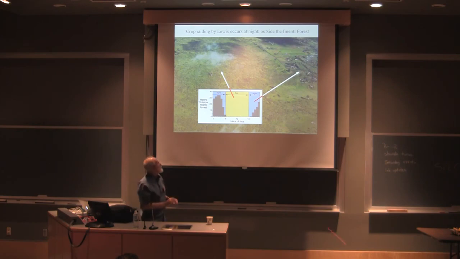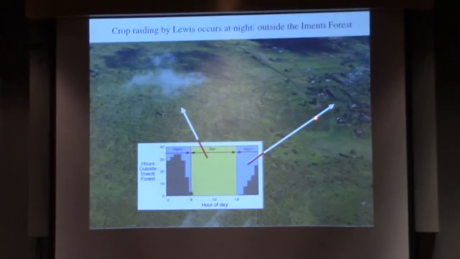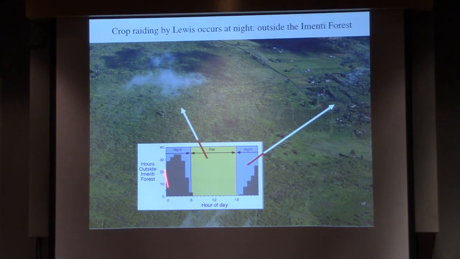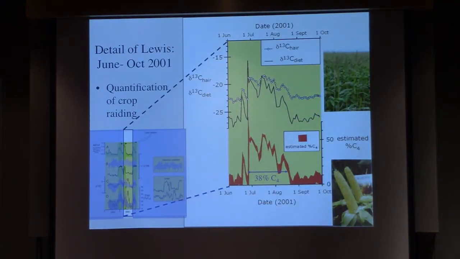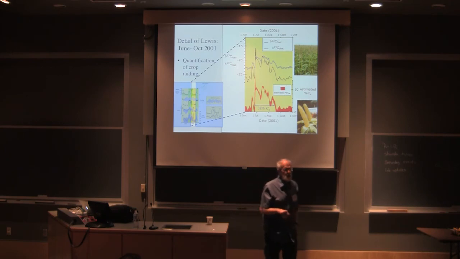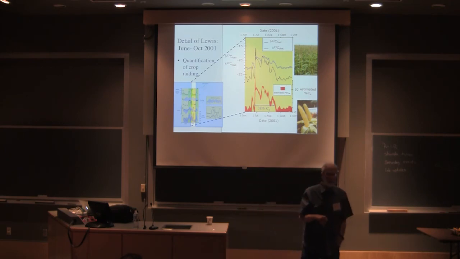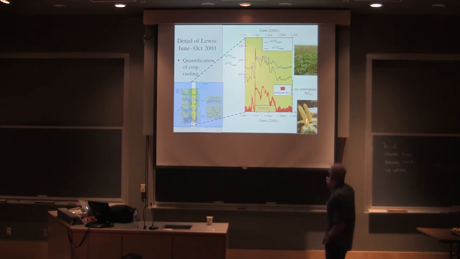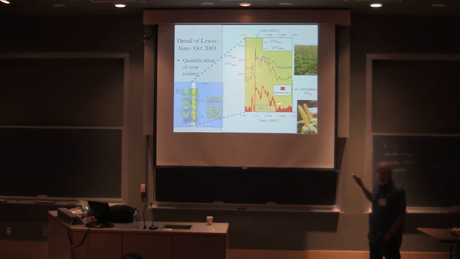Okay, well, outside the forest it looks like this, okay? Inside the forest it looks like this. Okay, very different ecosystems. So, let's look at that window. Over almost a 2-month period, 38% C4 in his diet. Okay, looking at the previous figure, what percentage of the day was he outside the Amenti forest? Close to 38%. Okay, this is the C4 grass that he was eating.